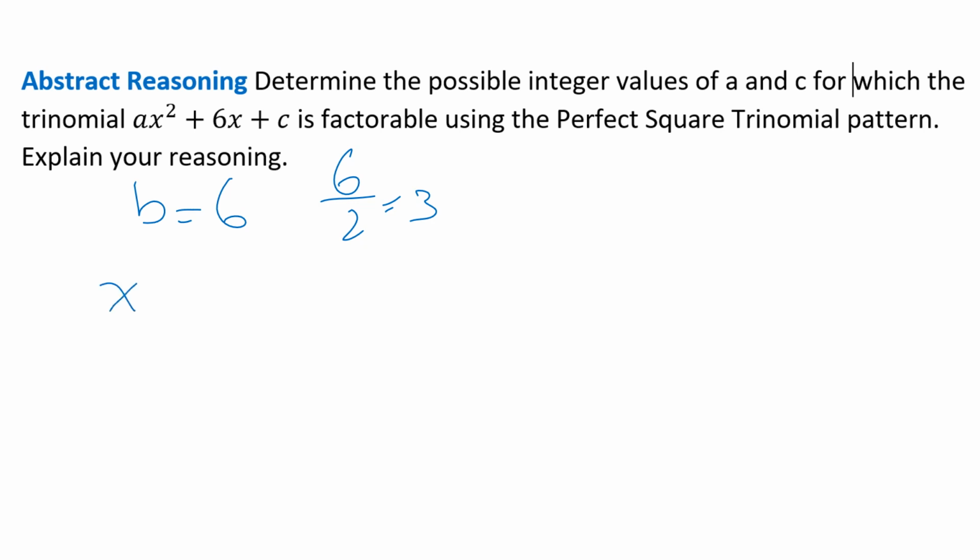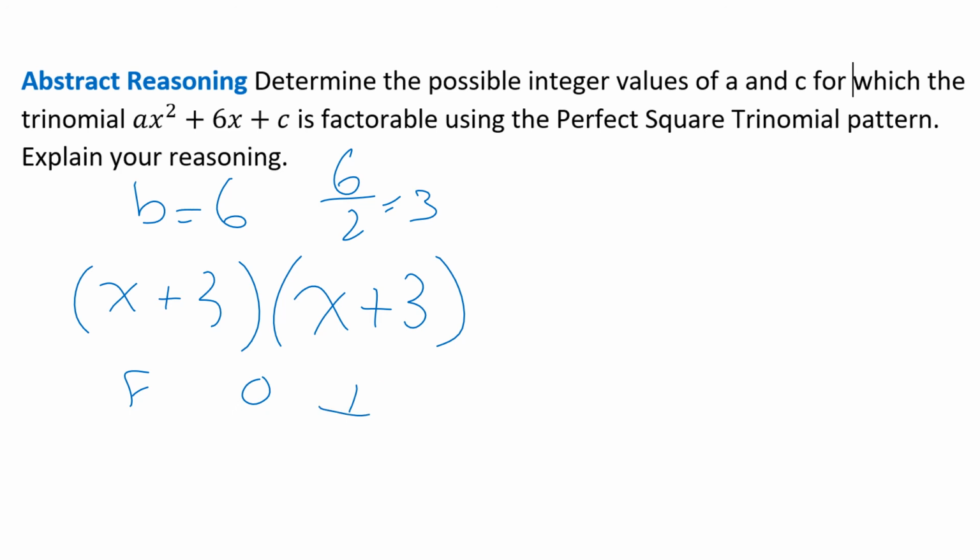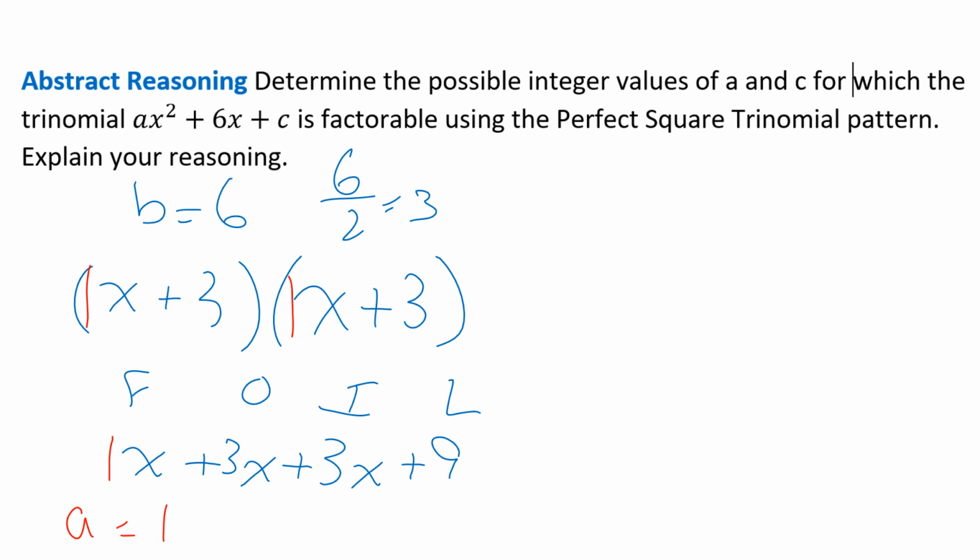What if we had x plus 3 and x plus 3? When we FOILed, just reversing the process, wouldn't the O, the outside terms, give us 3x? And wouldn't the inside terms give us 3x as well? We would have a 9 for c, and we'd have to have, what would be our a value? If we throw a 1 in there, we would be in good shape. So a would equal 1, and c would equal 9.